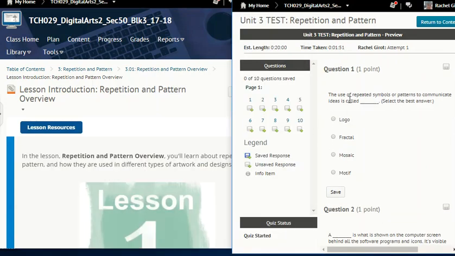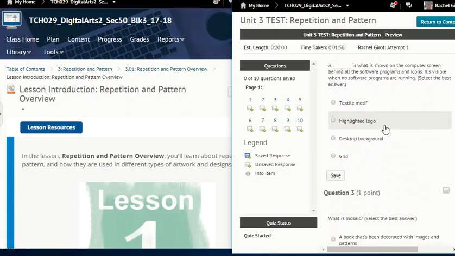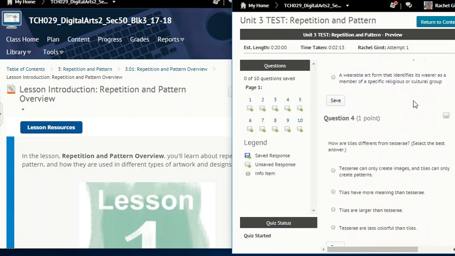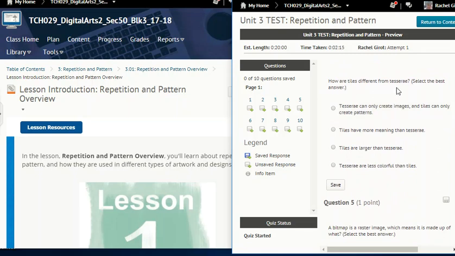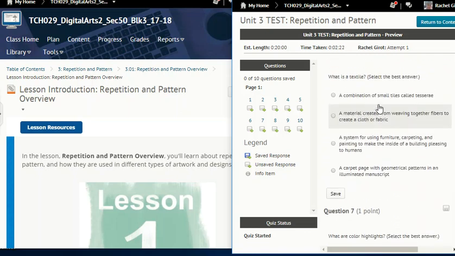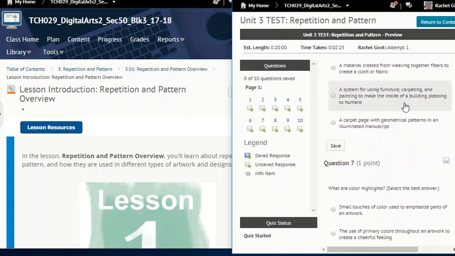It says, the use of repeated symbols or patterns to communicate ideas is called, and then we have question 2. A blank is what is shown on the computer screen behind all the software programs and icons. It's visible when no software programs are running. What is a mosaic? How are the tiles different from tesserae? A bitmap is a raster image, which means it is made up of what? What is a text tile?